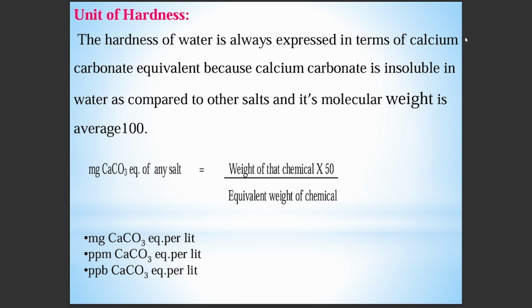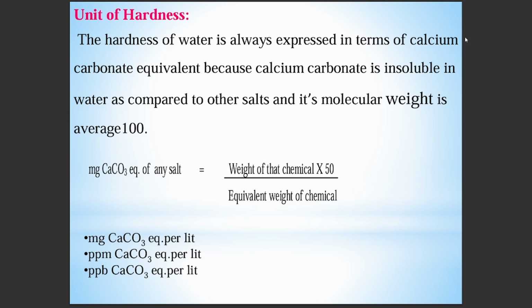So the quantities of chemical impurities present in the water can be calculated in terms of CaCO3 by the formula: mg CaCO3 equivalent of any salt is equal to the weight of that chemical in milligrams multiplied by 50, divided by the equivalent weight of that chemical. This formula can be modified as the weight of that chemical multiplied by 100, divided by the molecular weight of that chemical. Here 100 is the molecular weight of CaCO3.